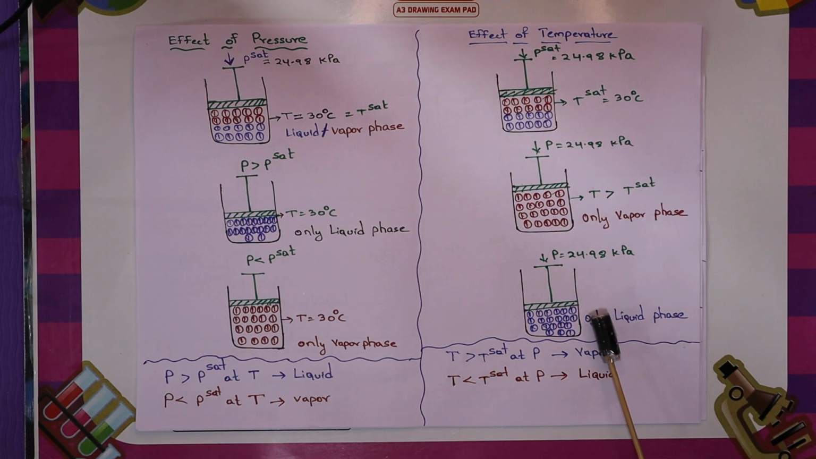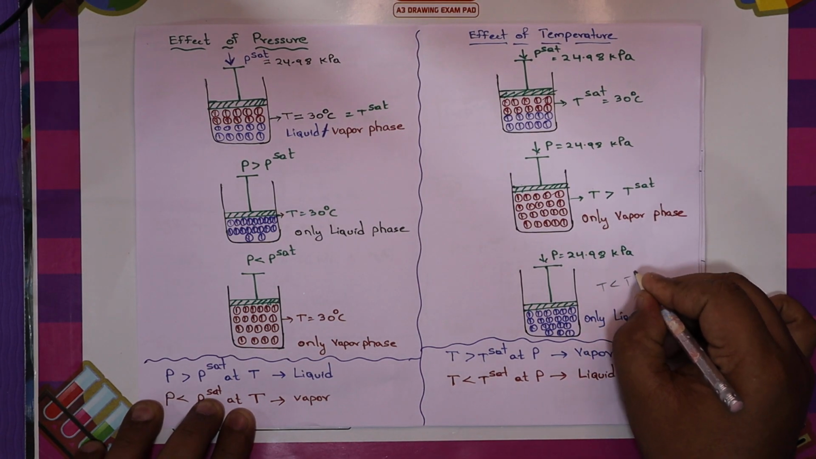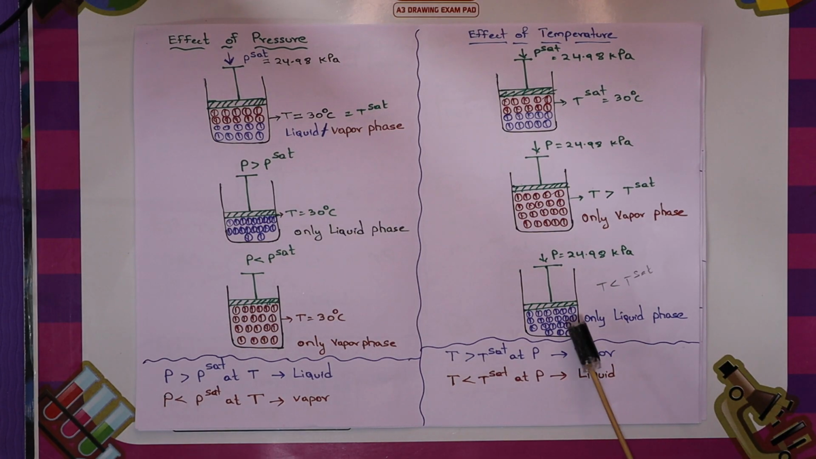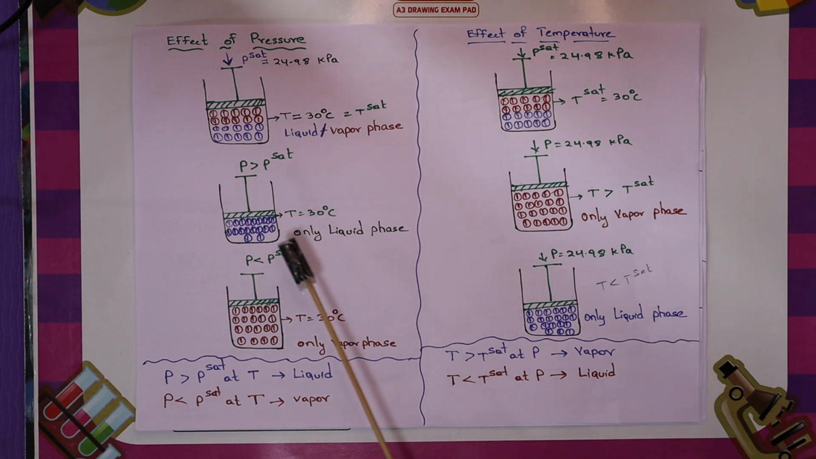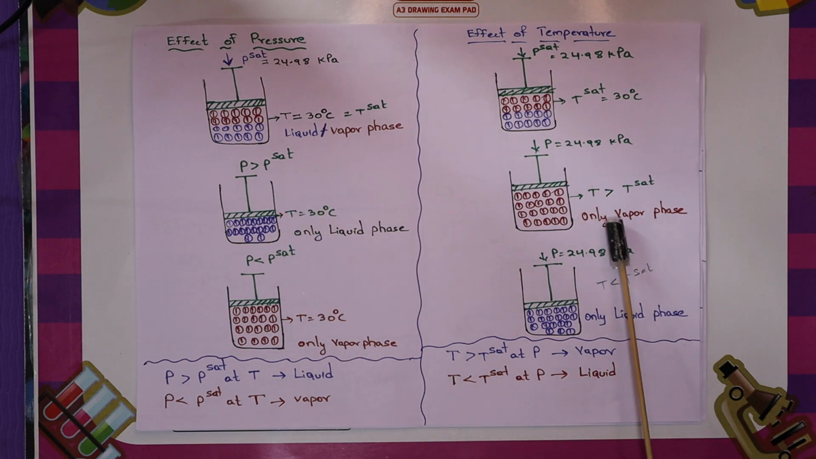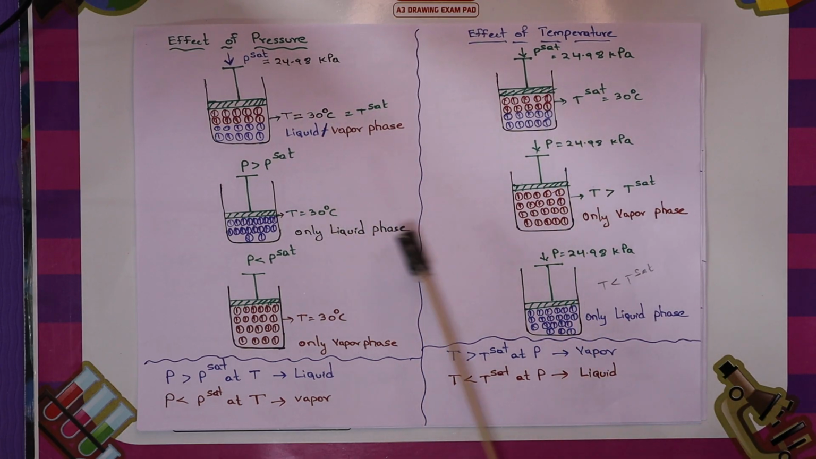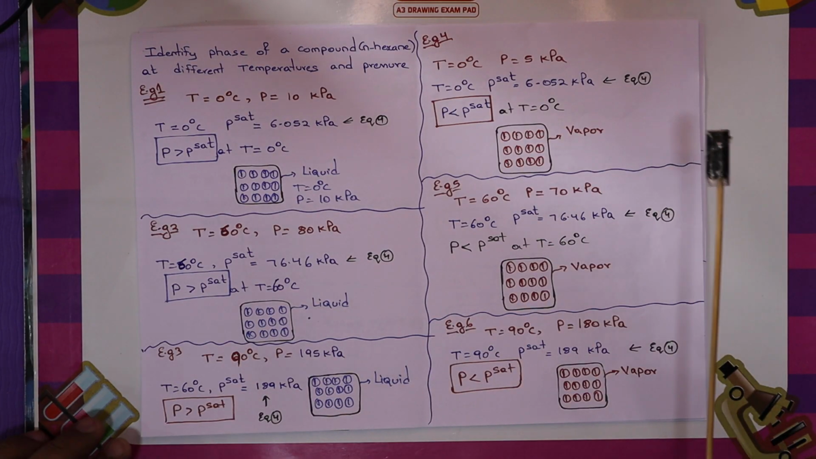If I lower the temperature, if the temperature is lower than the saturation temperature, what happens? The entire N-hexane will become a liquid state. This is the effect of pressure and temperature. Now the saturation data is very important to identify the particular phase. Let us follow some more examples.